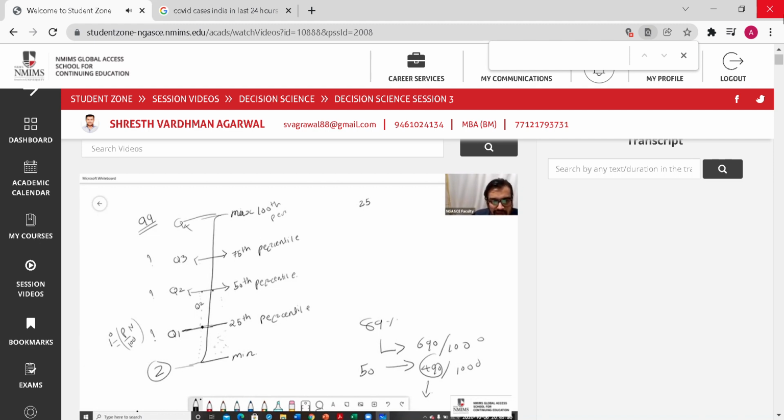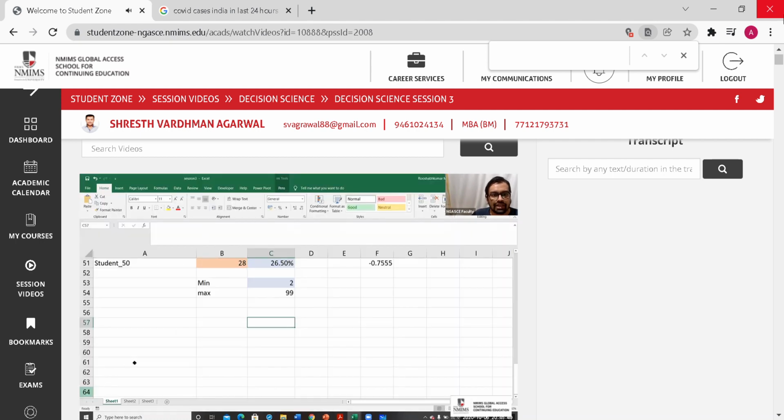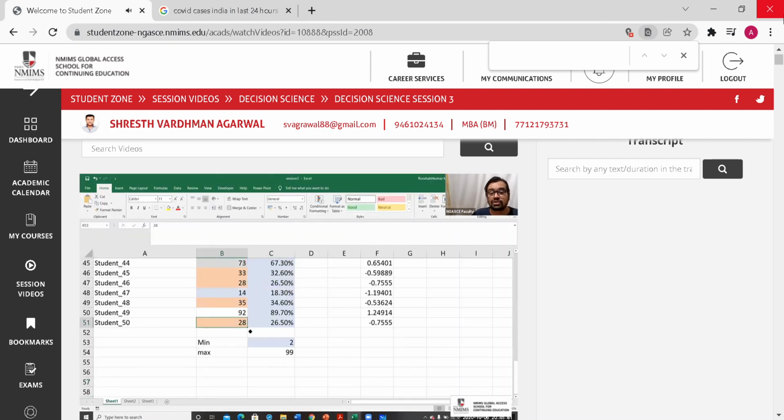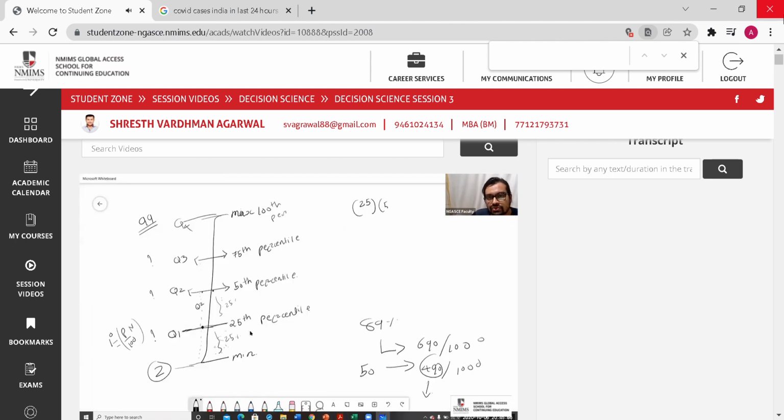So definitely every bucket will have data points according to the 25 percentile, okay? So this way the percentile value is 25. N: how many students do we have? We have data of 50 students.